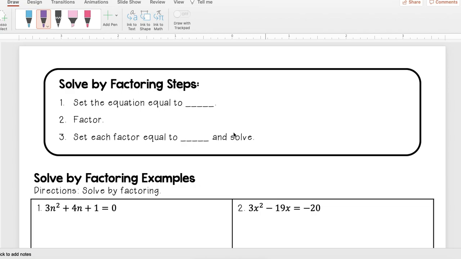Now we'll go ahead and take it a step further, but actually solve by factoring. So the steps here are: first, we want to make sure that we set the equation equal to 0. Next, we're going to factor, just like what we did in the previous videos, and then just like we did in previous units and some previous lessons, we're going to set each factor equal to 0 and solve.